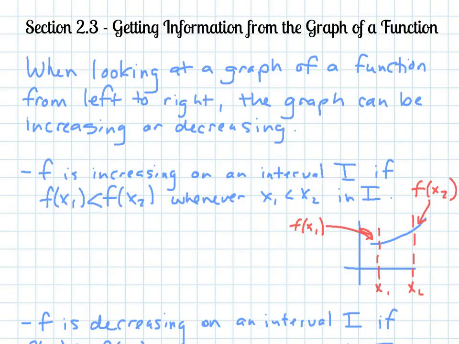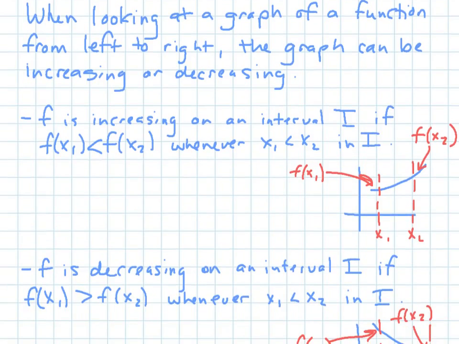Today's lesson, section 2.3, will be getting information from the graph of a function. When we're looking at a graph of a function from left to right, the graph can be increasing or decreasing. If f is increasing on an interval I, that means your y values, one is going to be smaller than the other, so f of x sub 1 is going to be less than f of x sub 2 whenever x sub 1 is less than x sub 2.